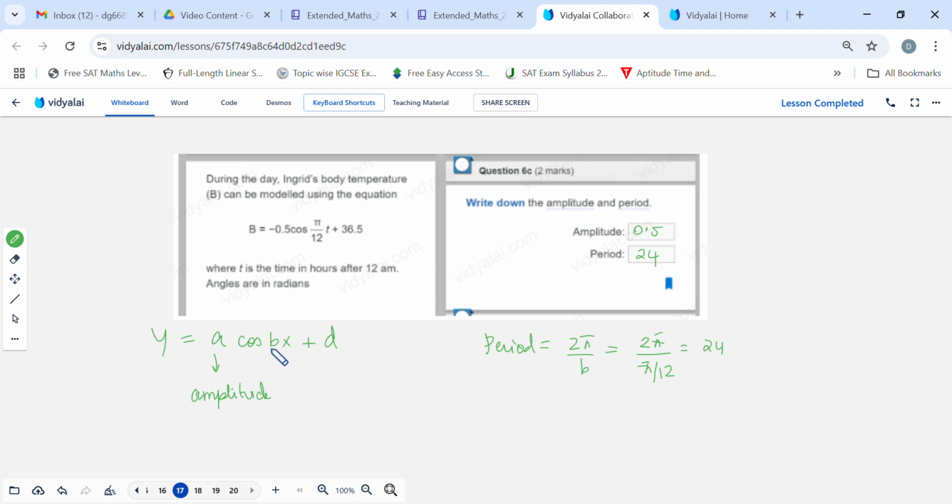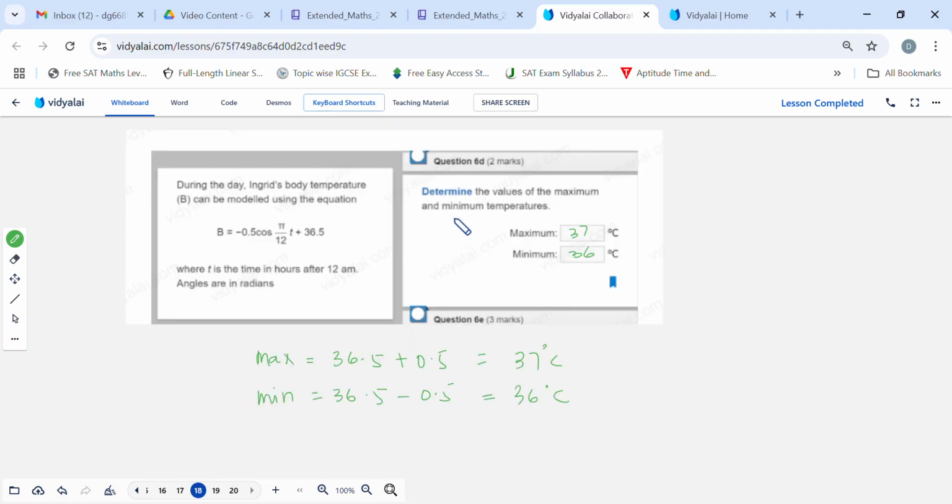Now b is the value which we multiply the variable with. Here the variable is t. b will be pi by 12. So 2 pi by b is 2 pi by pi by 12. Pi and pi will get cancelled. This is 24. So period is 24.